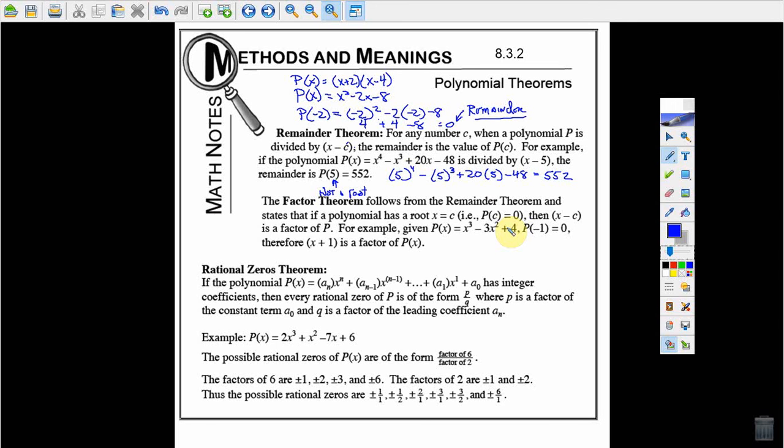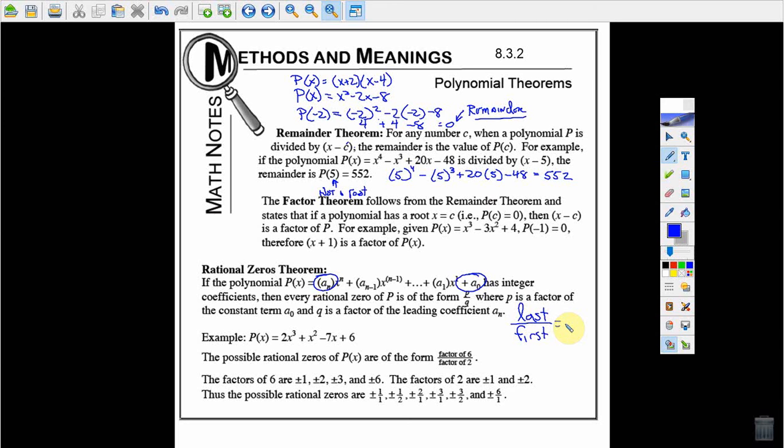It says that if the polynomial has integer coefficients, then every rational zero of p is in the form of p over q, where p is a factor of the constant term a sub 0, and q is a factor of the leading coefficient a sub n. So another way to say that is if you take the last integer over the first coefficient, and you take the factors of both of those, you'll find all of your potential roots.